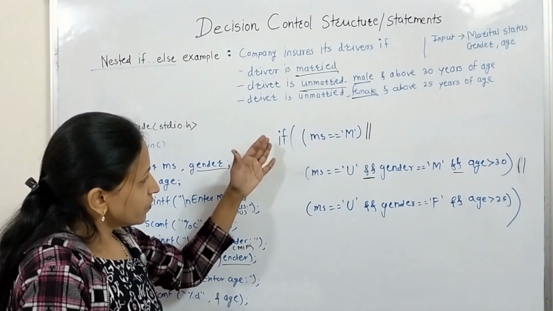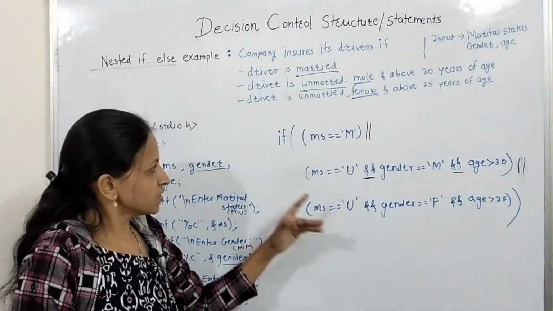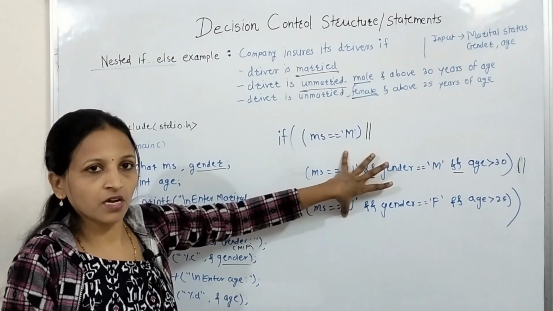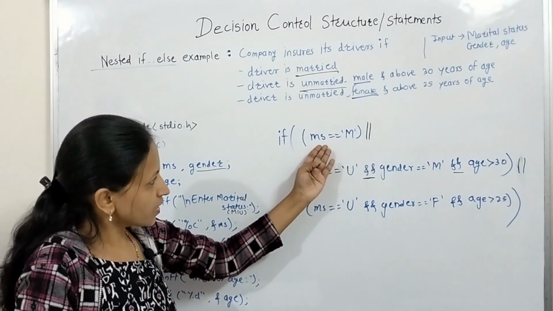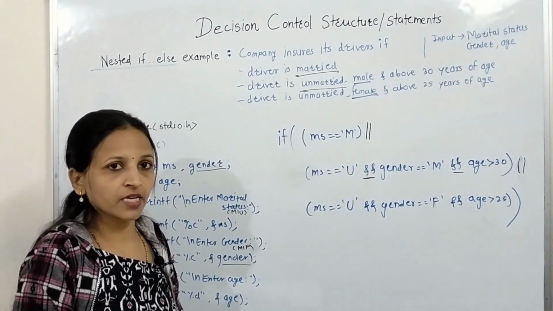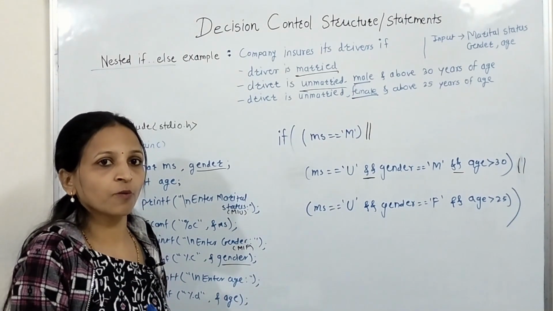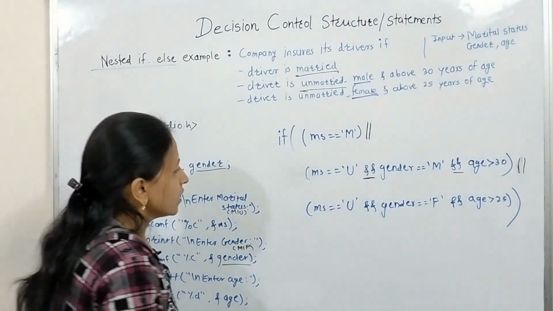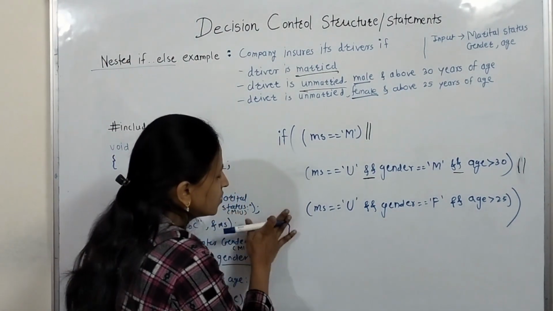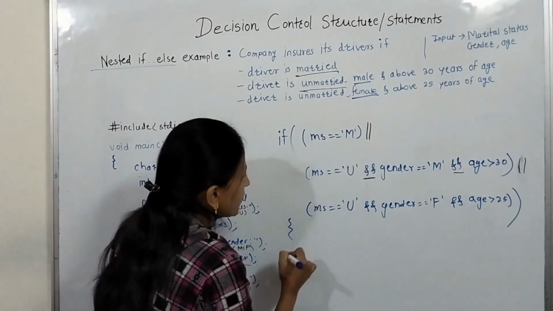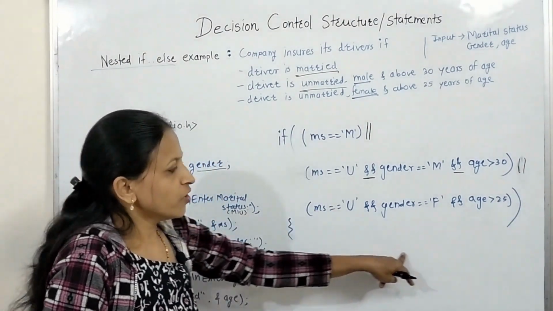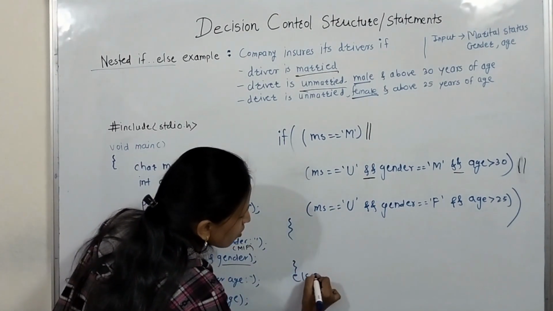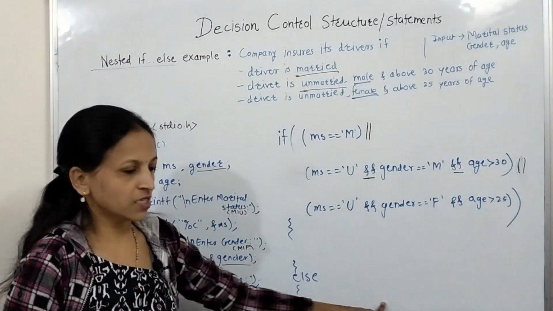Now see here, we have written all these things inside one if. Means this will be treated as a single condition. Actually here there are multiple conditions. We can attach multiple conditions with the help of logical operators inside if. Okay, now here the if block is started. If this is true, then what is to be done? That we have to write here. And if this is false, then what is to be done? We have to write here inside else.